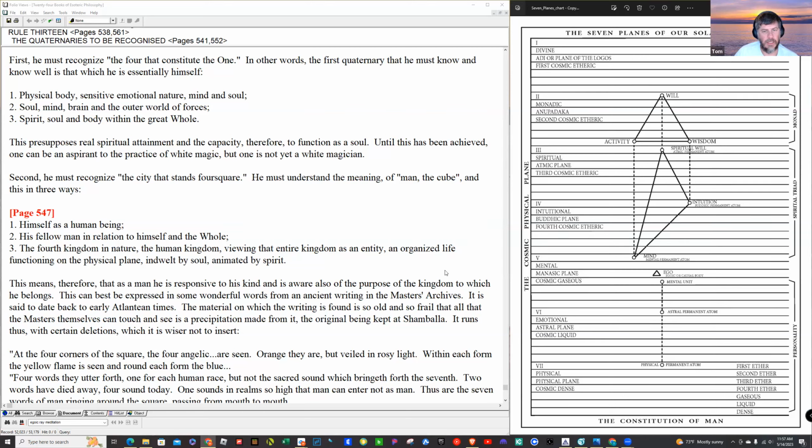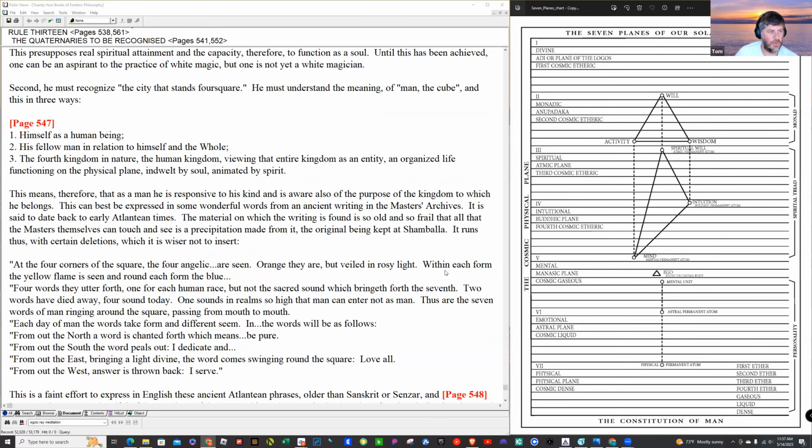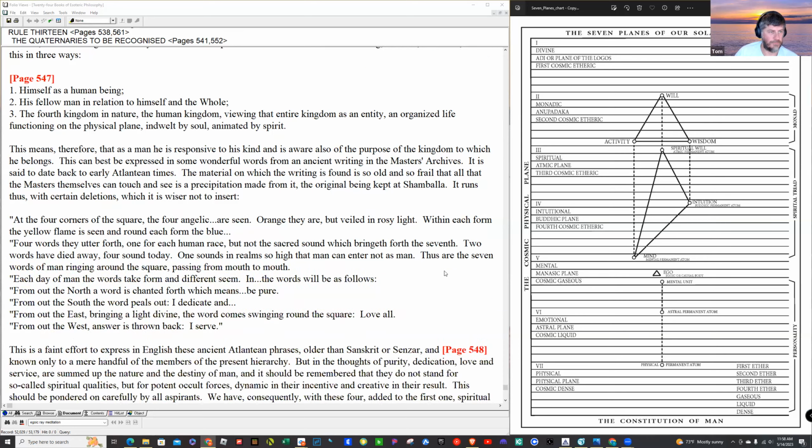He must understand the meaning of man, the cube, and this in three ways. One, himself as a human being. Two, his fellow man in relation to himself and the whole. Three, the fourth kingdom in nature, the human kingdom, viewing that entire kingdom as an entity, an organized life functioning on the physical plane, indwelt by soul, and animated by spirit. This means, therefore, that as a man, he is responsive to his kind and is aware also of the purpose of the kingdom to which he belongs.